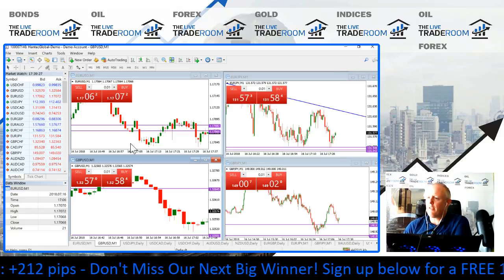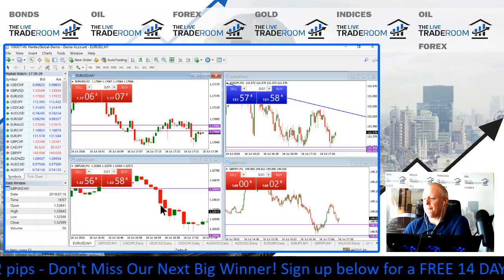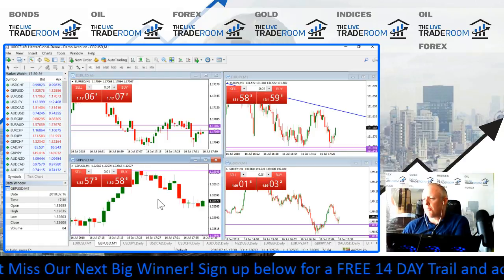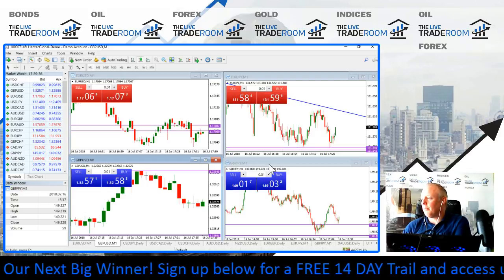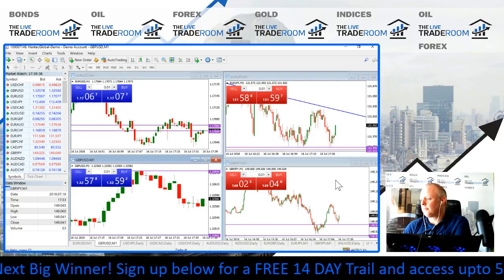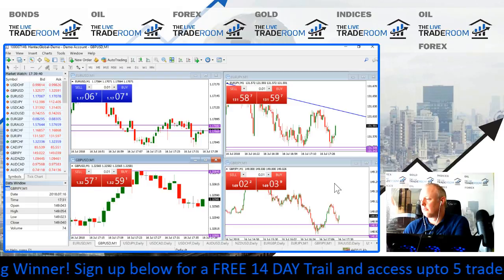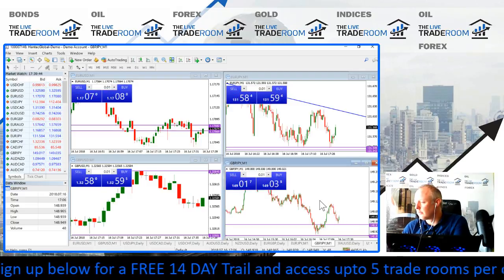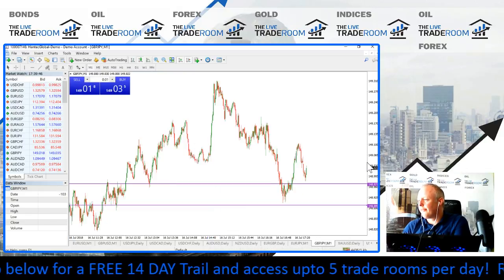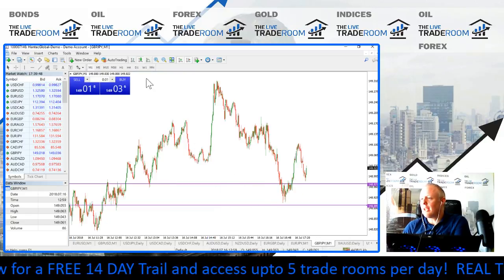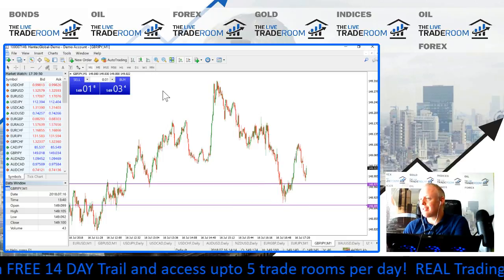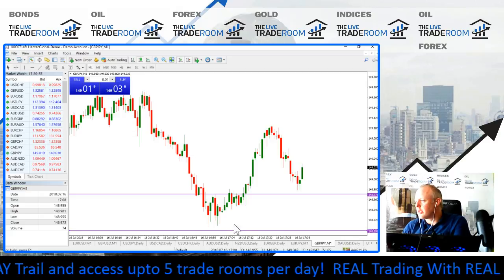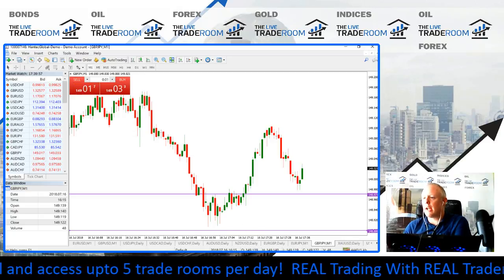Or if not selling it, then, because we'd prefer to look for opportunities to buy, and we're getting a little push higher now. Okay, let's have a look. There's enough resistance around this level to see if we take a small buy trade.